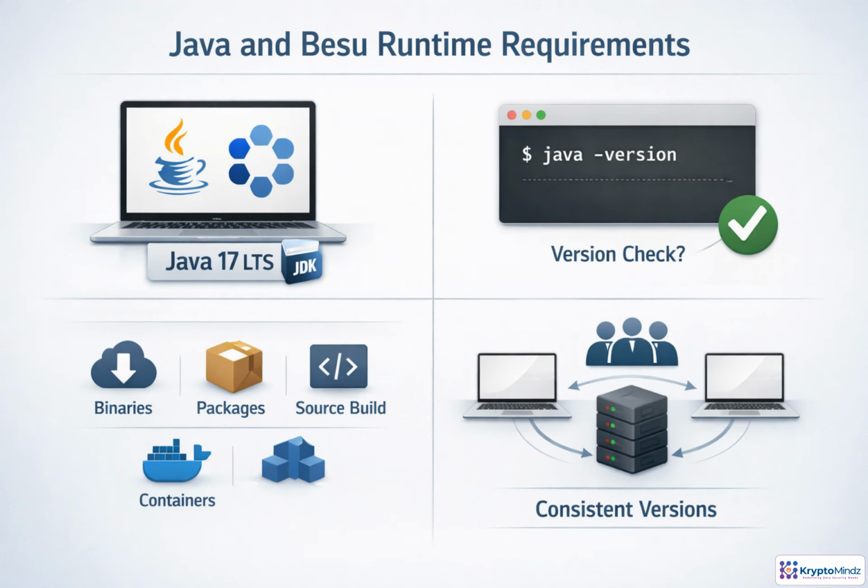Before running Besu directly, start with Java. Install a supported JDK, typically Java 17 LTS, and make sure JAVA_HOME points to it. Then open a terminal and run java -version to confirm the active runtime. After installing Besu, run besu --version as a quick sanity check. Whether you use binaries, packages, source builds, or containers, keep versions consistent across your team.